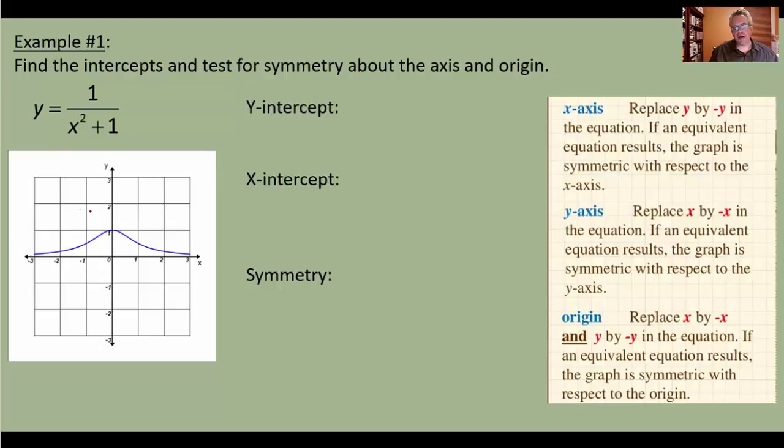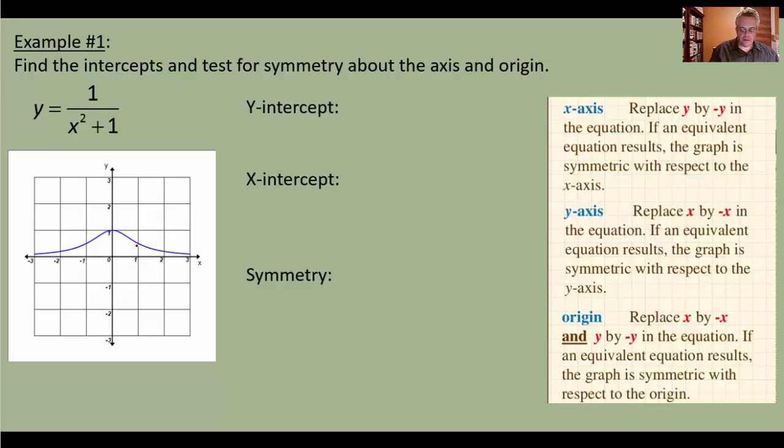And I actually have a graph here, so we can kind of tell already. This is cheating a little bit. But the graph shows me that it has a y-intercept at 1. It doesn't have any x-intercepts. It never touches the x-axis. And it looks like it's symmetrical about the y-axis. But I want to show that algebraically.